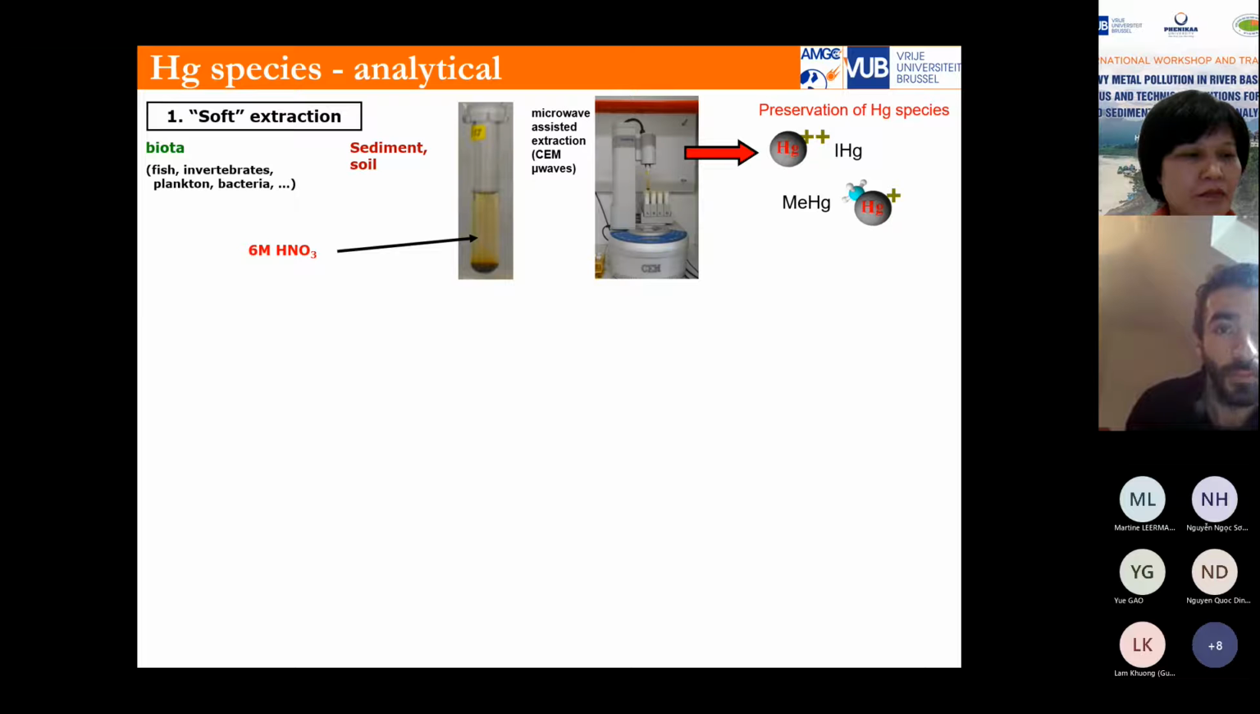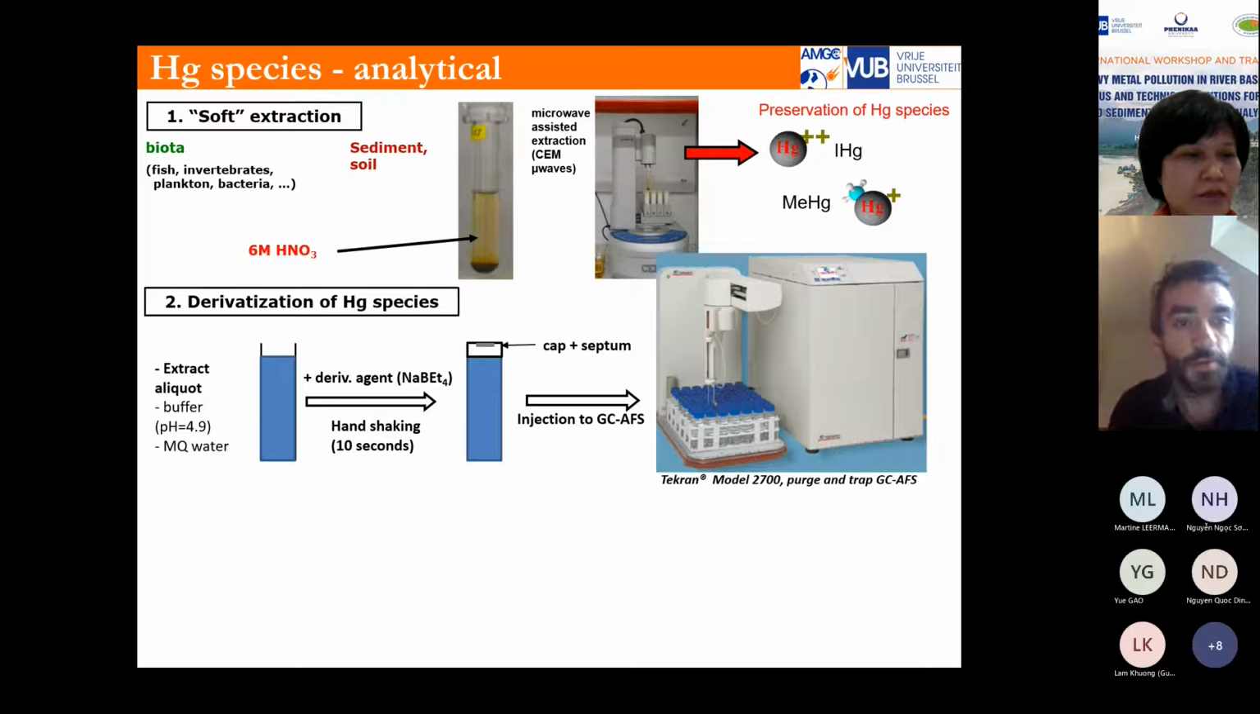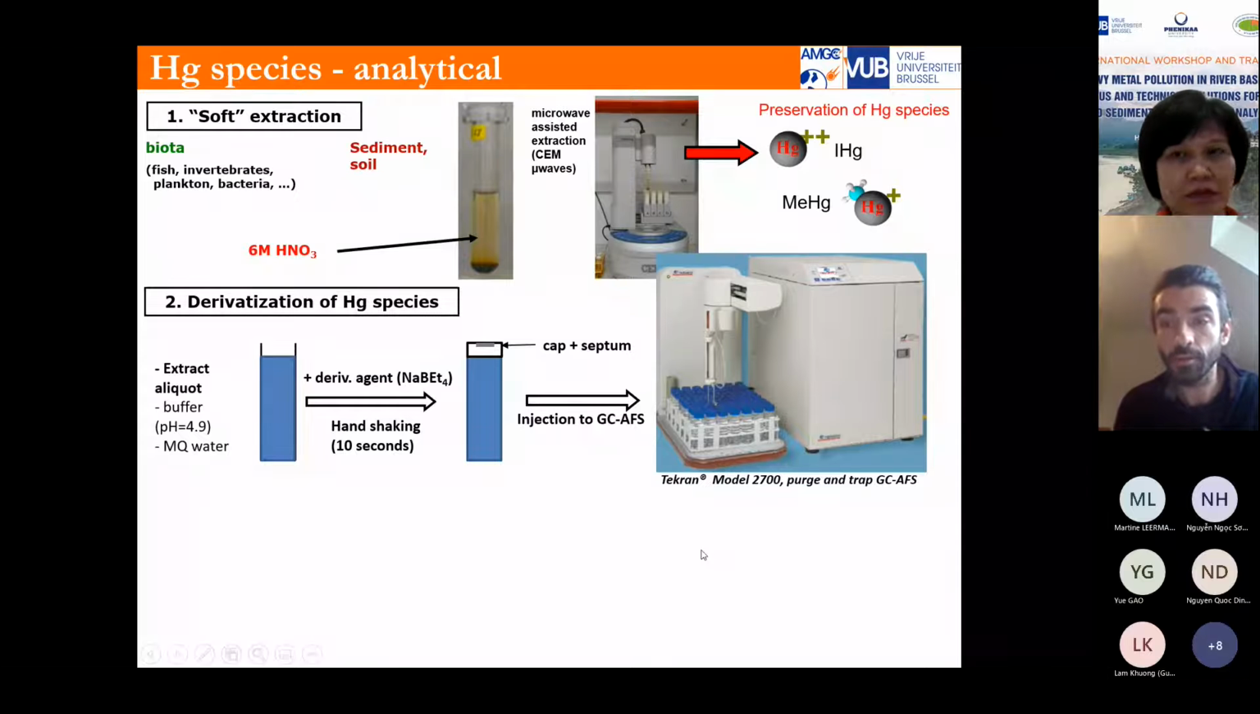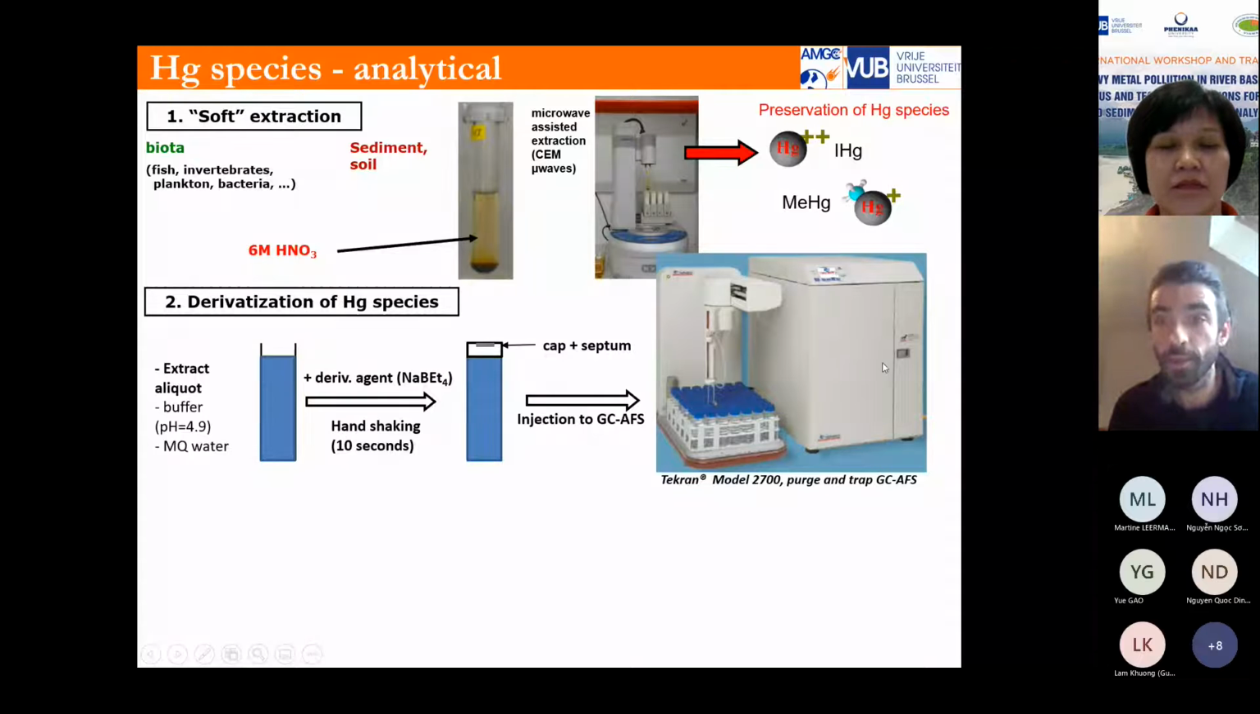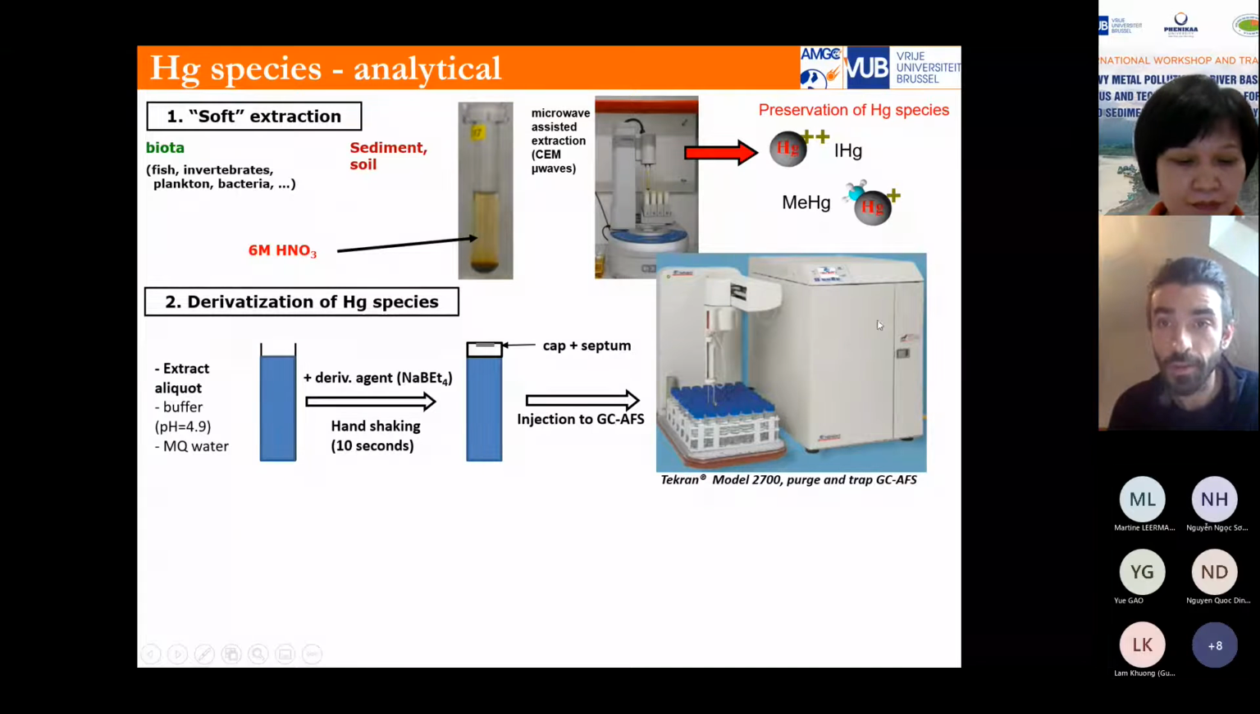And after that, you need to derivatize your species with what we call a derivatizing agent, which is basically getting those mercury species volatile by putting an ethyl group bound to it. And then after that, you can purge it into a system. So that will separate the methyl mercury from inorganic mercury through a GC, gas chromatography, and then it will be detected by atomic fluorescence spectrometry. So that's the instrument we have now at VUB since last year.